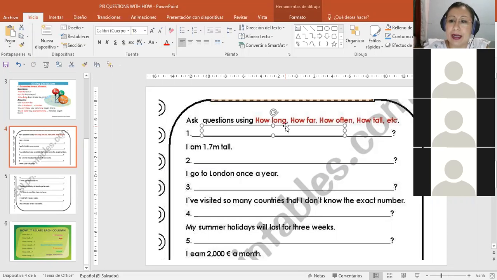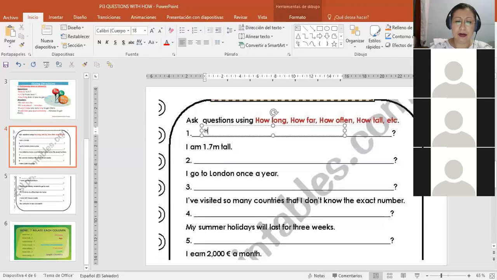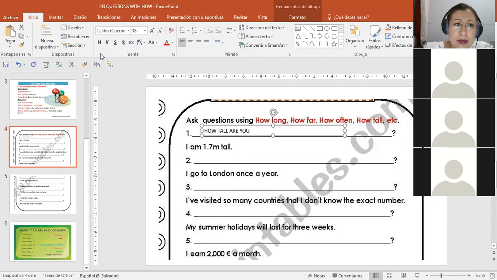Okay, we can start with Julie. Julie, you are first. Okay, number one, how tall are you? How tall are you? I am 1.7 meters tall. Okay, very good. So Elizabeth, number two.